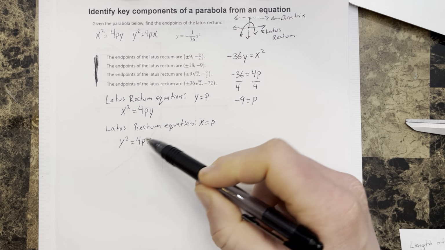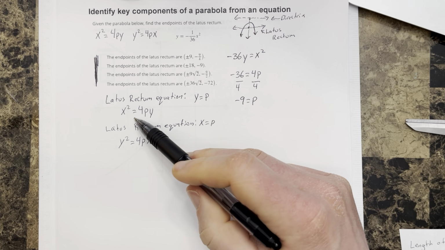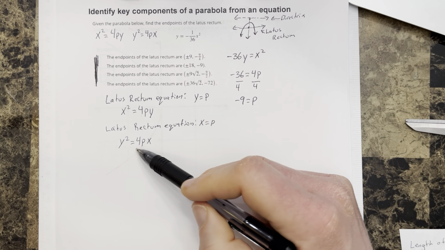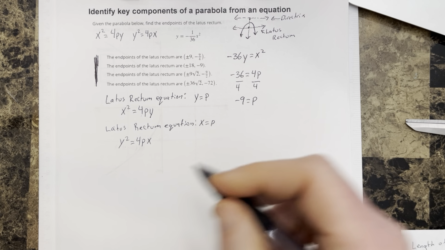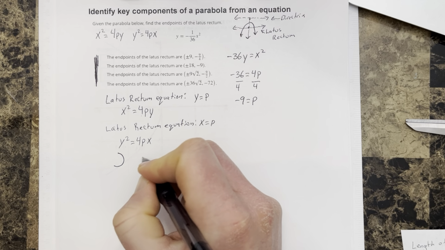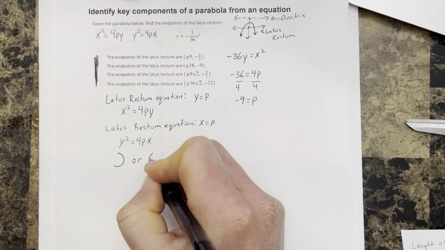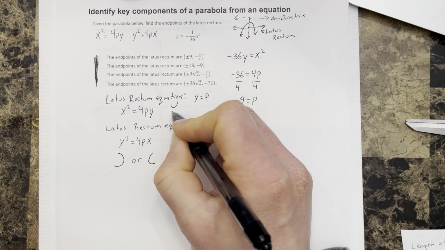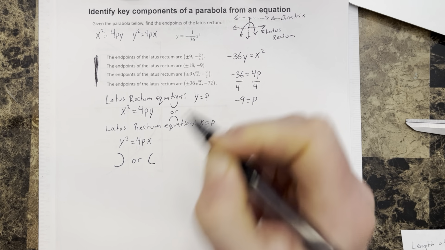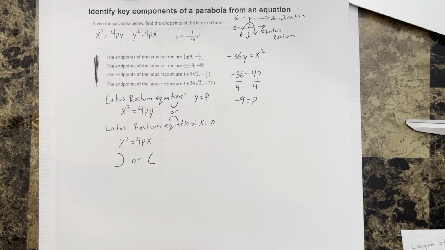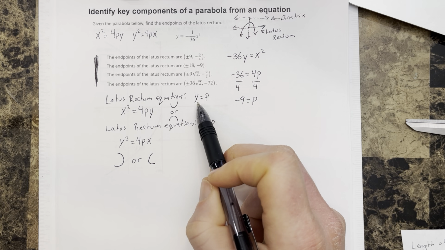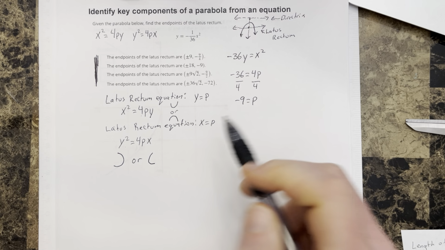So this is just describing like x squared equals 4py. This is an upward or downward facing parabola. Y squared equals 4px, that would be a left and right facing parabola. So it's either going to look like this or it's going to look like this. And then this parabola would be here or here. And so that's going to change whether or not our latus rectum equation is a horizontal line or a vertical line.